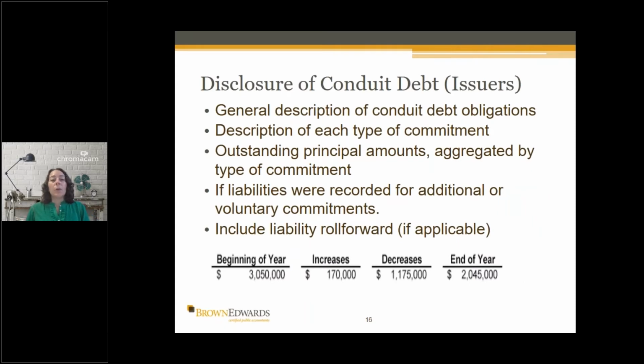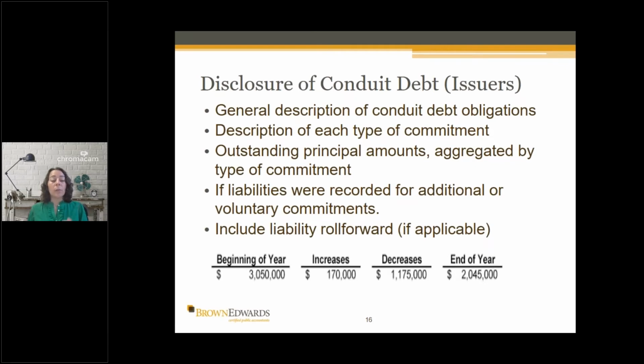So here's what GASB 91 would like to see in the note disclosure going forward. General description of conduit debt obligations, like we saw in the example of Kentucky. But then the description should be broken down by each type of commitment. So if you've got limited commitment, voluntary commitment, additional commitments going on, they want that broken out. Outstanding principal payments aggregated by type of commitment. And then if you've got a liability for additional or voluntary commitment, you want to disclose that, explain the terms that we looked at an example of, and include, like I showed you earlier, a liability roll forward.